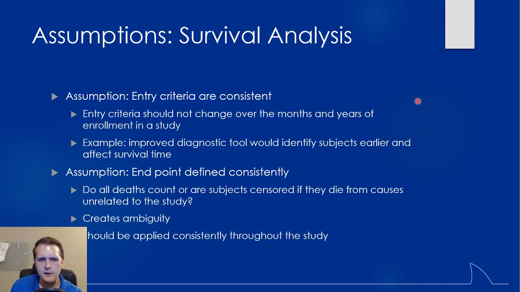And also the endpoint should be clearly defined, right? So again, if a death gets censored, is it consistent amongst the groups you're looking at? Is it done the same way every time? You want to make sure you avoid any kind of ambiguity and just make sure it's being applied consistently throughout the study. So if someone dies from a car wreck in year 1, you still want to consider that if you censor that, and at year 10 you're still running the study, you want to censor that as well at that point if someone else died from a car wreck.